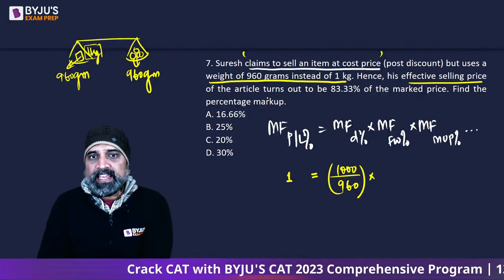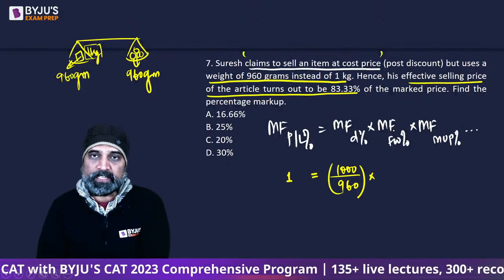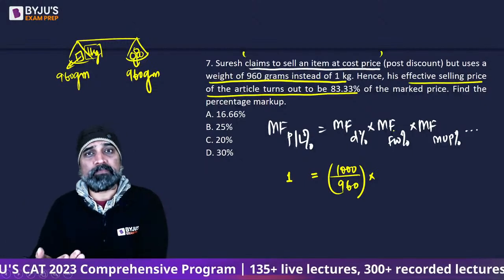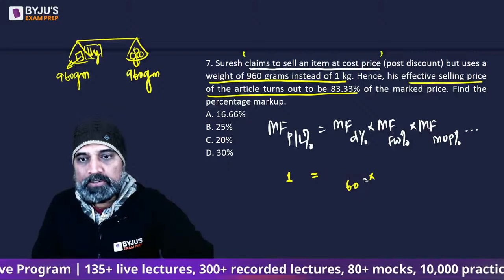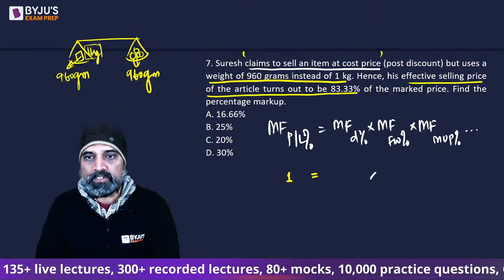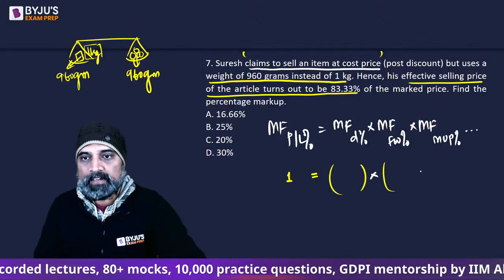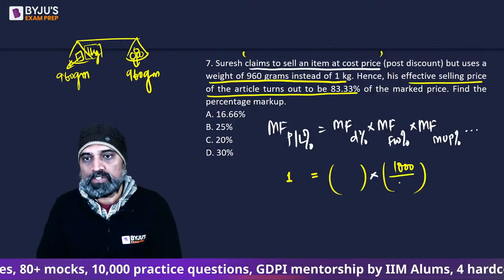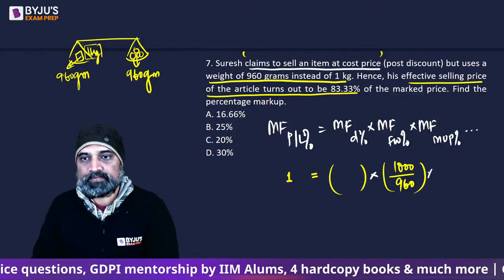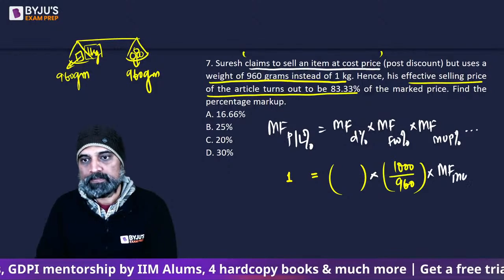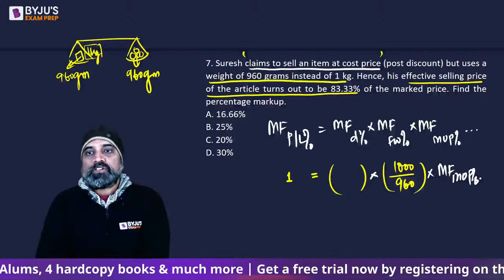His effective selling price of the articles turns out to be 83.33% of the mark price. The relation between selling price and mark price is called the discount percentage, right? So actually मेरे को sequence ऐसे लिखना चाहिए था. Discount percentage is something that I will be writing here. And this one, faulty weight, is 1000 upon 960. And the multiplying factor of markup price percentage is something I will be finding out.